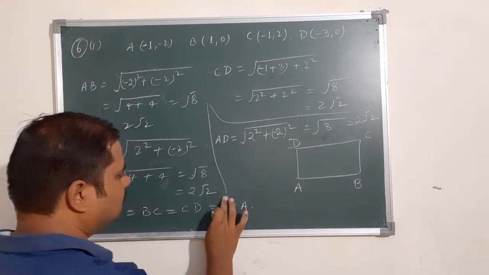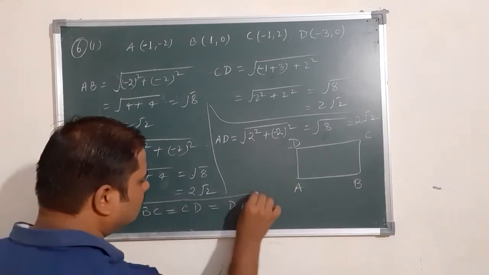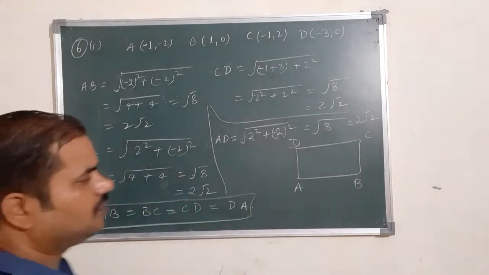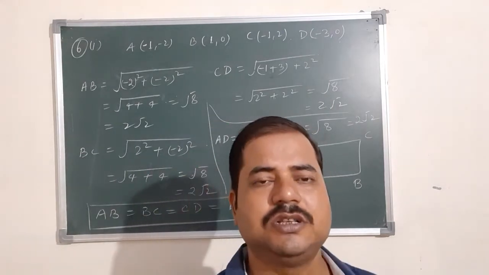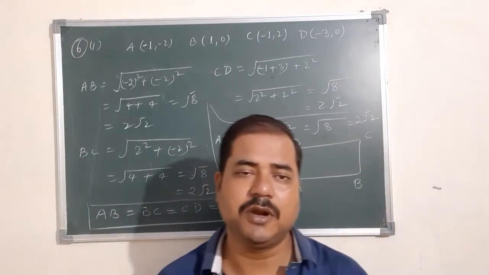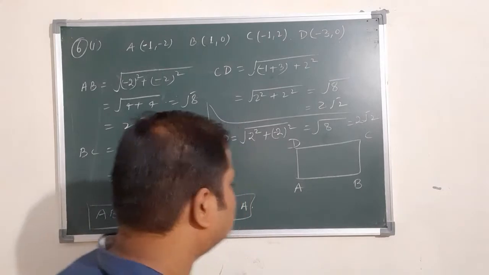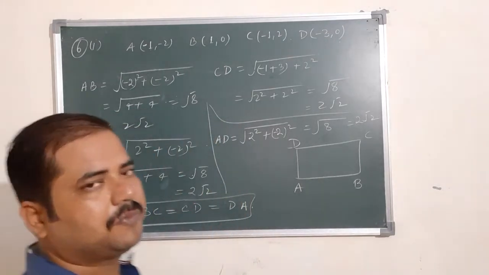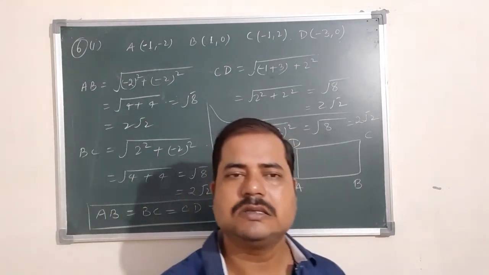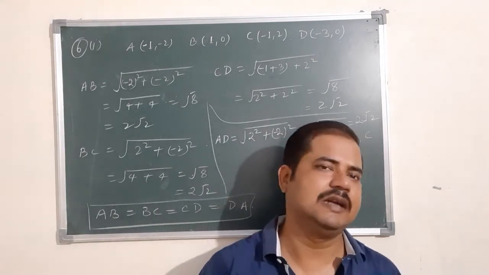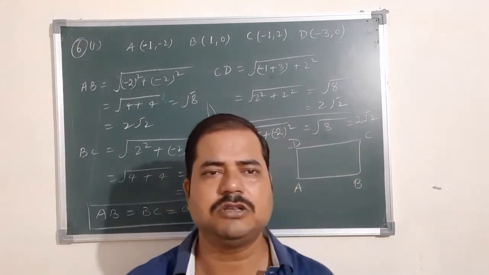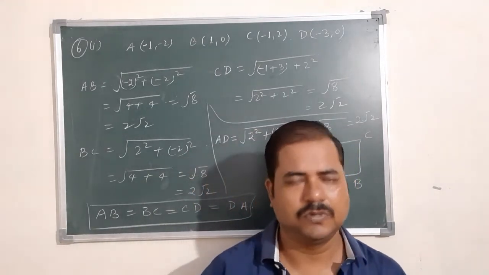So all sides of this particular quadrilateral are equal, so this is what? This is a square. But you cannot say easily this is a square by this particular property. Why? Because in a rhombus also all sides are equal. So either this is a rhombus or this is a square.